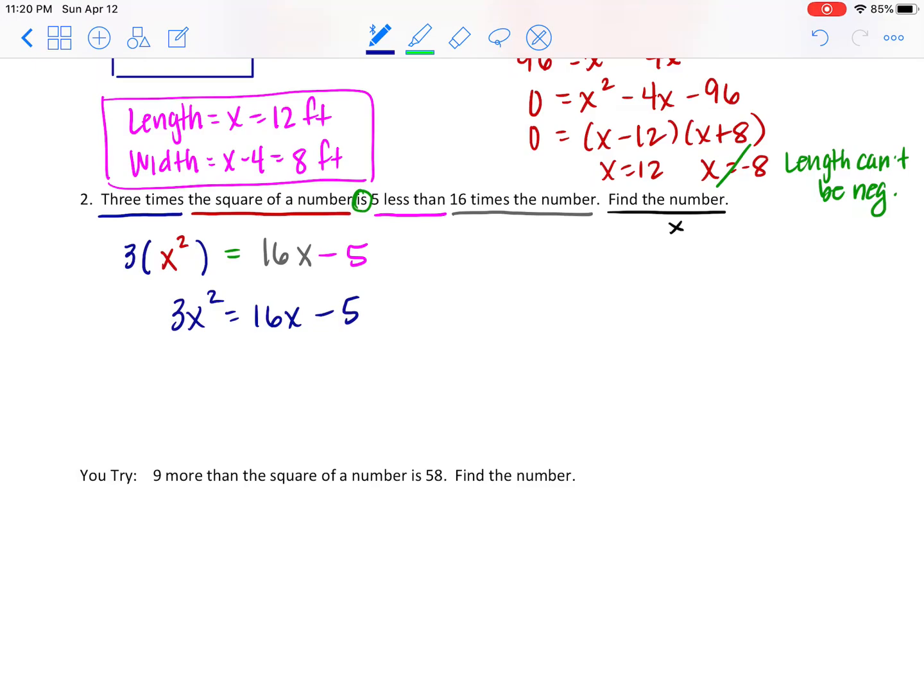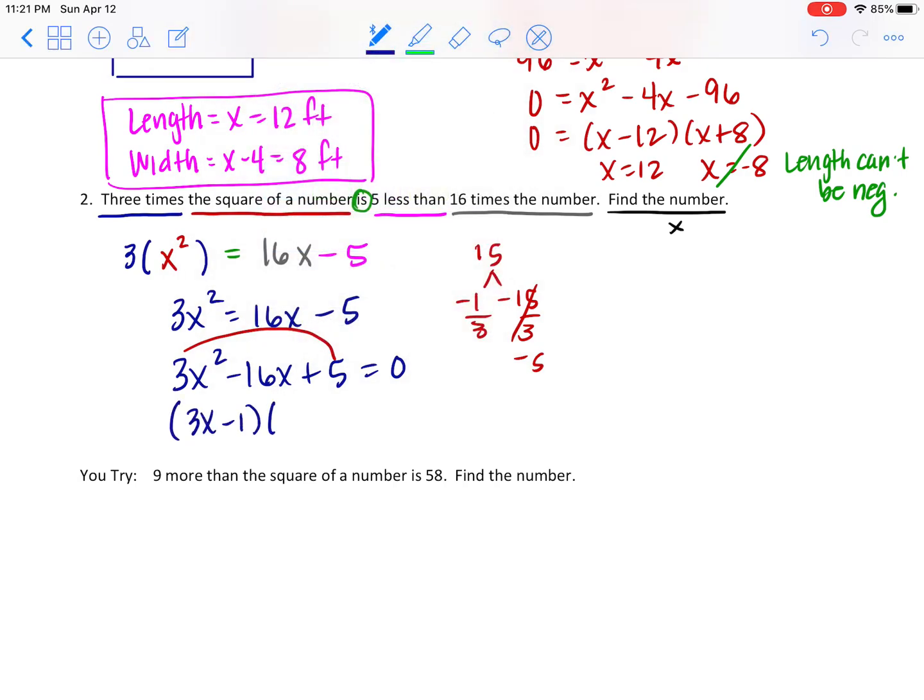So I'm going to subtract the 16x over, add the 5 over to get it in standard form. So 3x squared minus 16x plus 5 equal to 0. And then we'll pray that this factors so that we don't have to solve another way. So let's see. 3 times 5 is 15. And yeah, we can use negative 1 and negative 15 to get a negative 16. So this is going to factor into 3x minus 1 and x minus 5, which means our solutions are going to be 1/3 and positive 5.